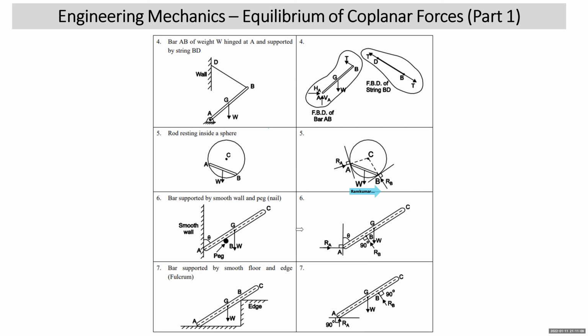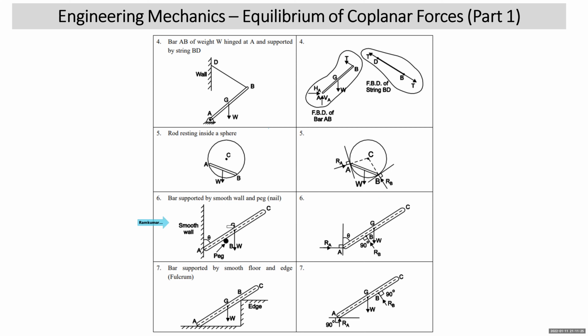So in this type of situation, when there is a rod resting inside a hollow sphere, the reaction exerted at the end of the rod will be normal to the tangents as shown in this diagram. RA and RB are normal to the tangents, and they will definitely pass through the center.